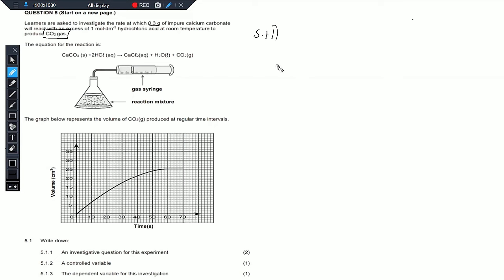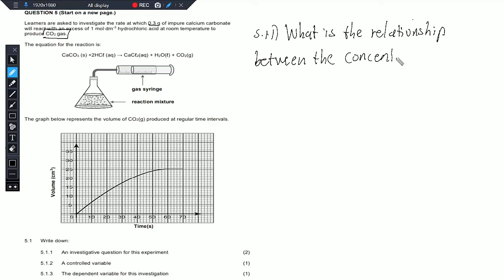So our investigative question here would be, what is the relationship between the concentration and the reaction rate, or rate of reaction? And then obviously it's a question, so you put a question mark.